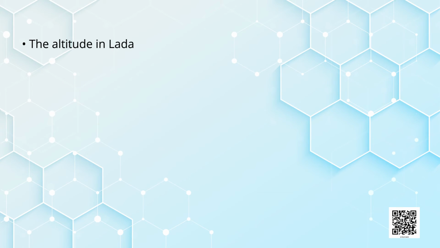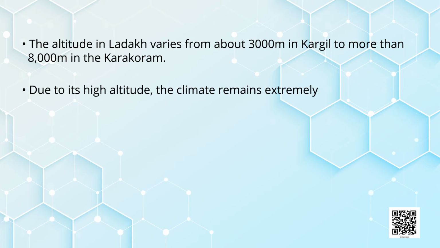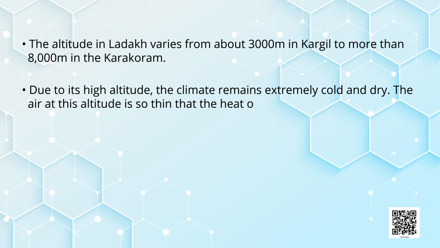The altitude in Ladakh varies from about 3,000 meters in Kargil to more than 8,000 meters in Karakoram. Due to its high altitude, the climate remains extremely cold and dry. The air at this altitude is so thin that the heat of the sun can be felt intensely.